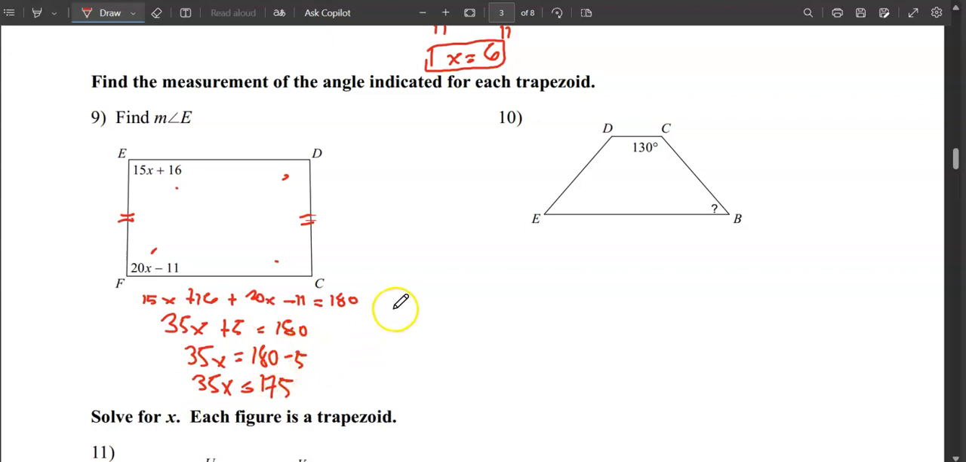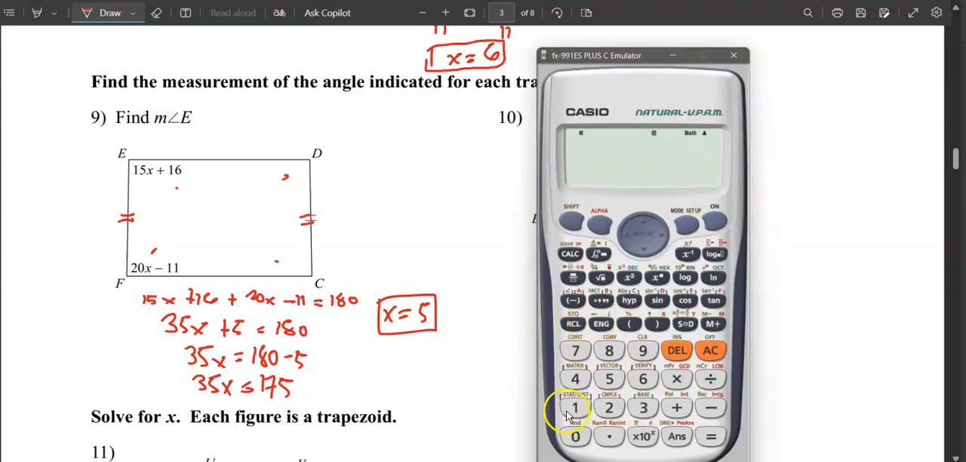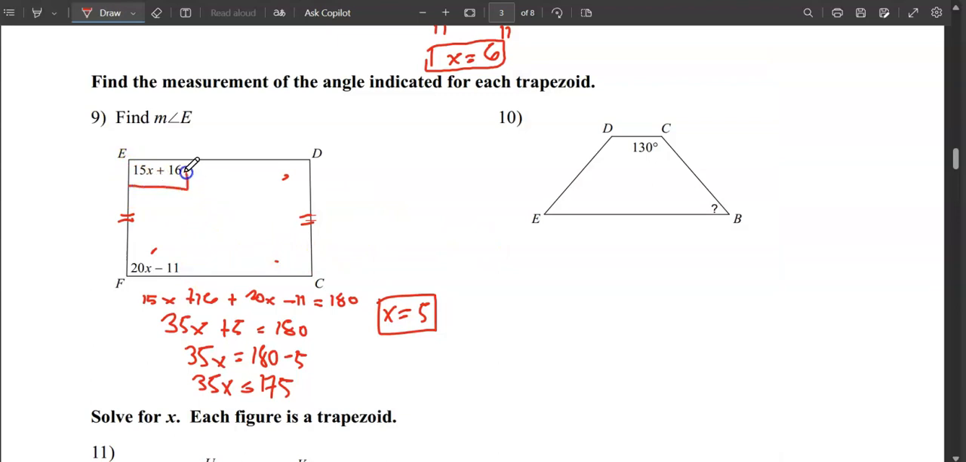Divide everything by 35. X equals 5. Alright. Am I correct though? Let me just check. 175 divided by 35. Alright, that's 5. Right? But again, we are not yet done. We are asked to find the value of the angle E. We are asked to find the value of this angle.